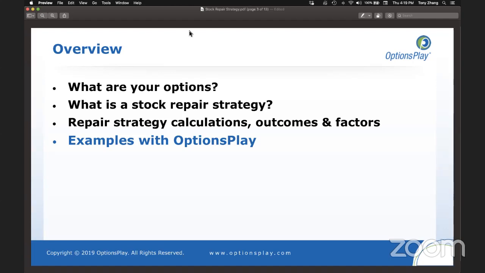And then lastly, what I'll do is I'll give you an example and show you the different calculations, the different outcomes, and the factors that you need to consider when you're putting on a stock repair strategy. And then lastly, we'll log on to Options Play. And like I said, I'll go through a few different examples that I have found in the markets, and I'll try to allow you guys to submit some symbols so that we can see how easy or not easy it is to try to find a stock repair strategy.